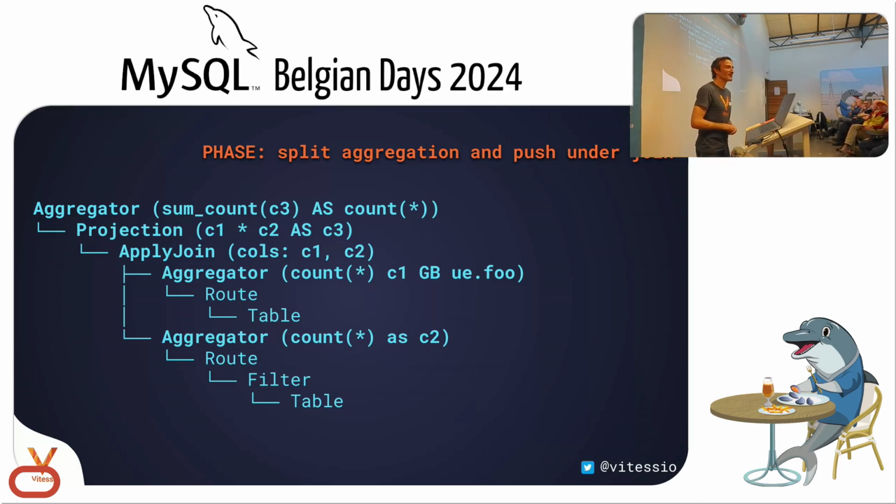Can you push down an average or something by doing a count and a sum? Yes. We do a count and a sum and a count and then divide it. It's a good paper. You should all read it. Here we still have the aggregation on top of the route, so we still need to do the aggregation at the Vitess side.